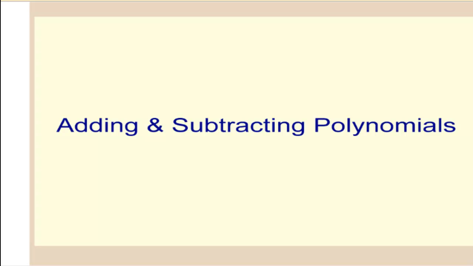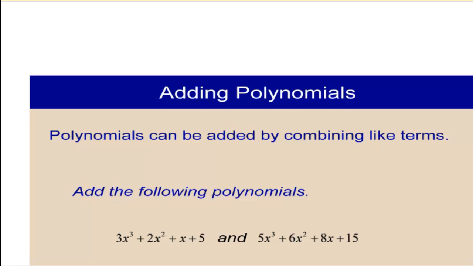The next section in polynomials is adding and subtracting polynomials. Adding and subtracting polynomials is as simple as adding like terms. For example, we see two polynomials here. These two polynomials can be added together by simply adding like terms. And there's a couple of ways to do this.